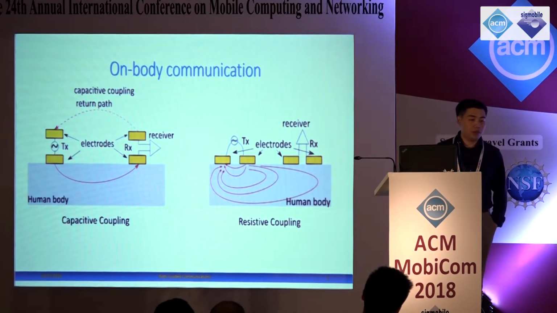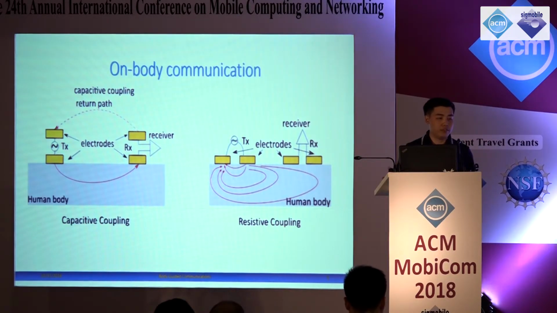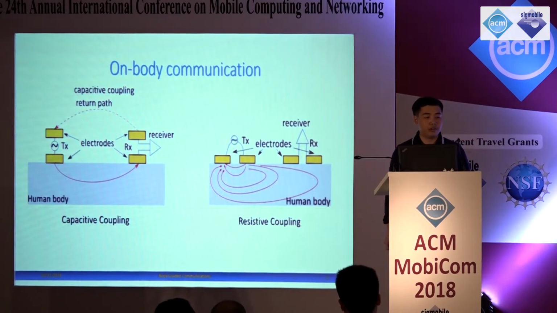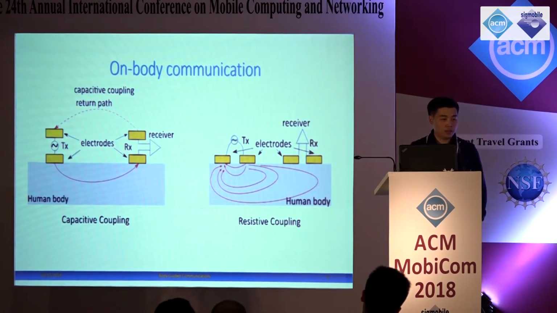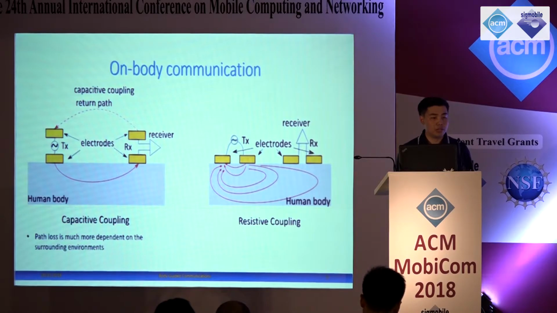So in both of them, they require two electrodes for transmitter and receiver. For capacitive coupling, one electrode is in direct contact with the human body and the other electrode is floating. For resistive coupling, both electrodes are in direct contact with the human body. For the capacitive coupling, because it requires the capacitive coupling return path, the path loss is much more dependent on the surrounding environment, which is not a desirable property. So that leaves us with the resistive coupling.